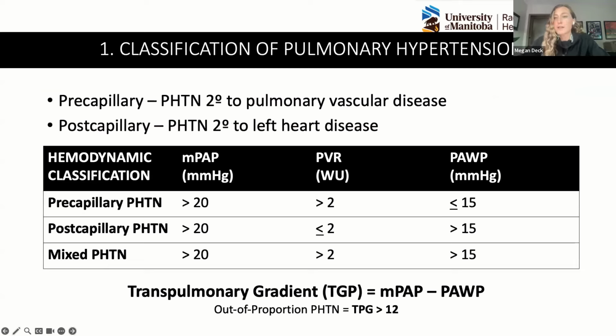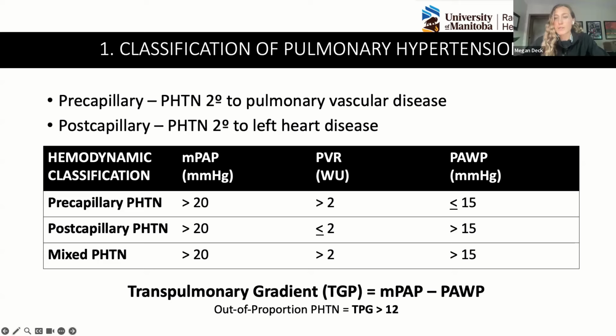So pulmonary hypertension can be classified both hemodynamically and clinically. In the hemodynamic classification of pulmonary hypertension, pulmonary vascular resistance and pulmonary artery wedge pressure are used to differentiate between so-called precapillary, postcapillary, and mixed pulmonary hypertension. Precapillary pulmonary hypertension refers to elevated mean PA pressure secondary to isolated pulmonary vascular disease, whereas postcapillary pulmonary hypertension refers to pulmonary hypertension secondary to isolated left heart disease. The picture can also be mixed in the context of both pulmonary vascular and left heart pathologies.